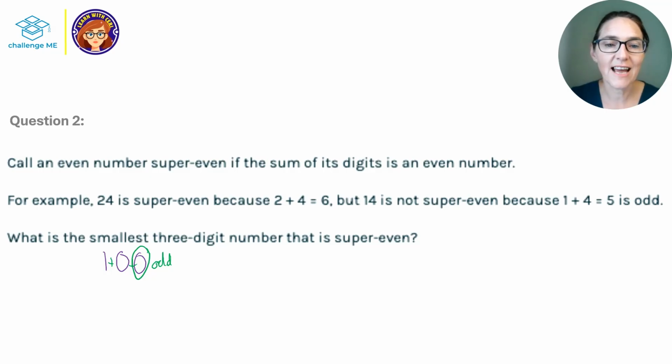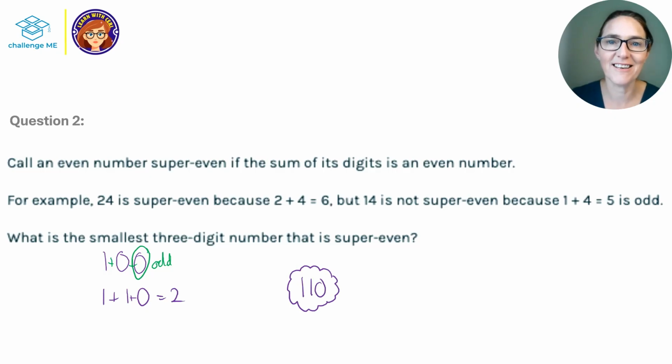So let's go to the next tens and let's see 110. Is that any good? 110. 1 plus 1 plus 0. 1 plus 1 is 2. Oh, there we go. So 110 is even. The digits add up to an even number. So 110 is our first super even value in the 3-digit numbers.